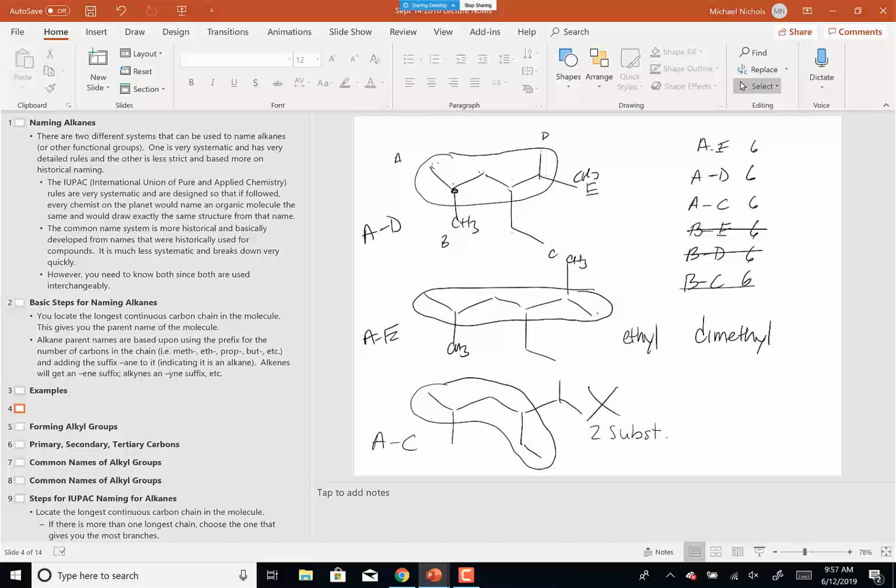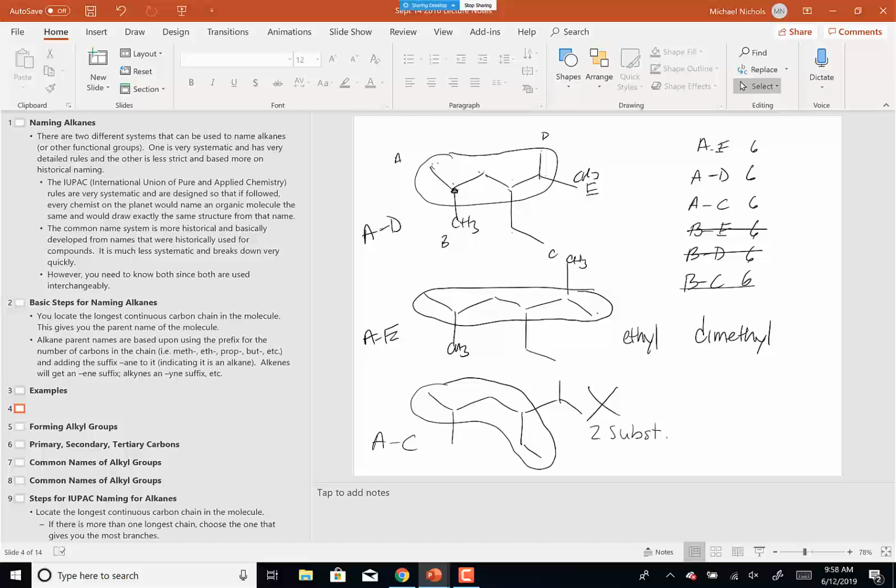So for the first one, A to D, how should I number? Should I start at A or should I start at D? Which carbon gets the number one? I got an A and I got a D. Okay, so I have to add another tiebreaker here. So far our tiebreaker has been, we want to number from the end closest to the first substituent, but what if I start over here and my first substituent's a methyl, and I start over here and my first substituent's a methyl? I'm tied. Now what should I do?